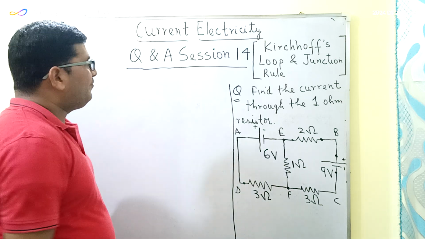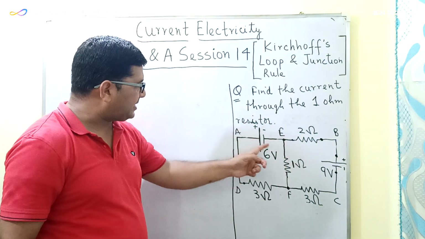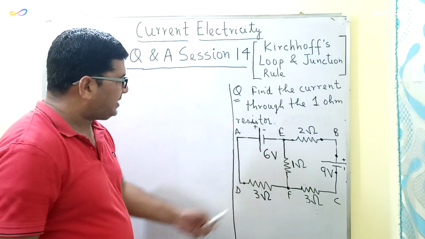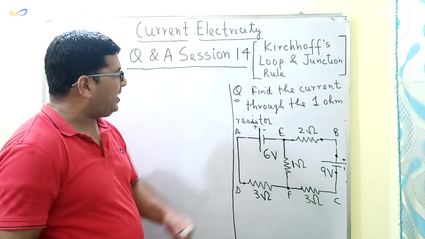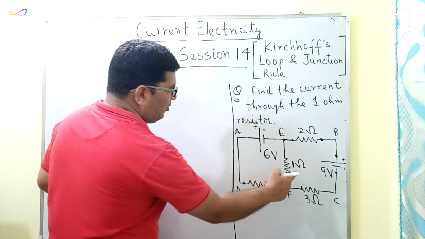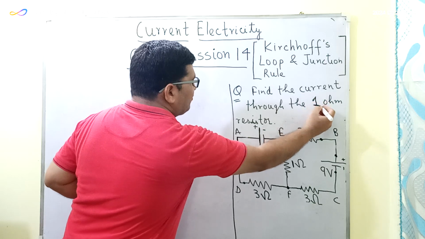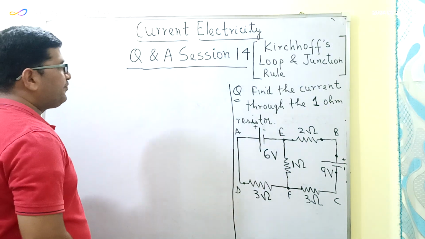Here the question is, find the current through the 1 ohm resistor. So this is an electrical circuit which comprises EMF sources and a few resistors as shown in this figure, and we have to find the current through this 1 ohm resistor. This is the 1 ohm resistor, and we have to find the current which is flowing through this resistor.